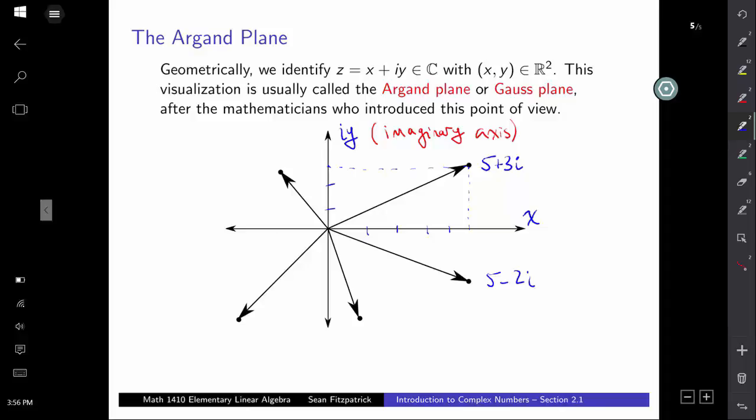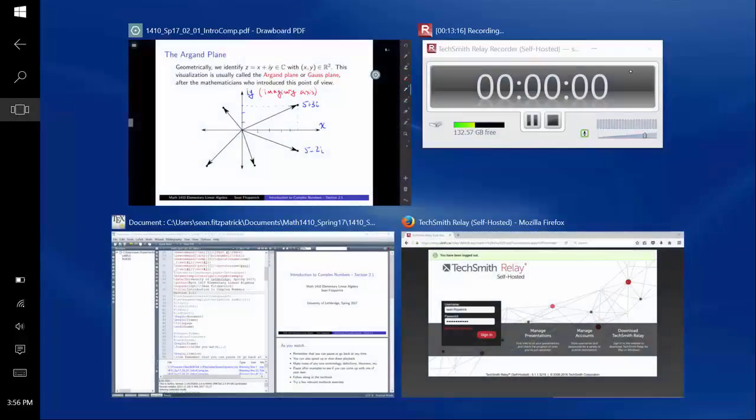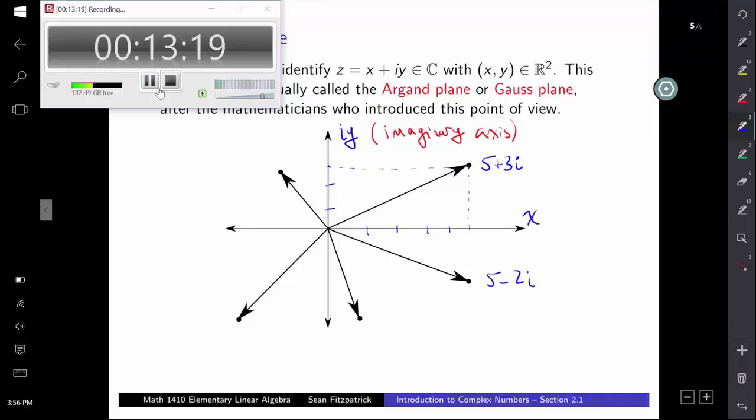But what's going to make them interesting, what we'll see in the next video, is that you can also do arithmetic with complex numbers. You can add them, you can subtract them, you can multiply them, you can divide them. In fact, any kind of arithmetic that you can do with real numbers can also be done with complex numbers, and that's where things will start to get interesting. Okay, so we're going to stop here.